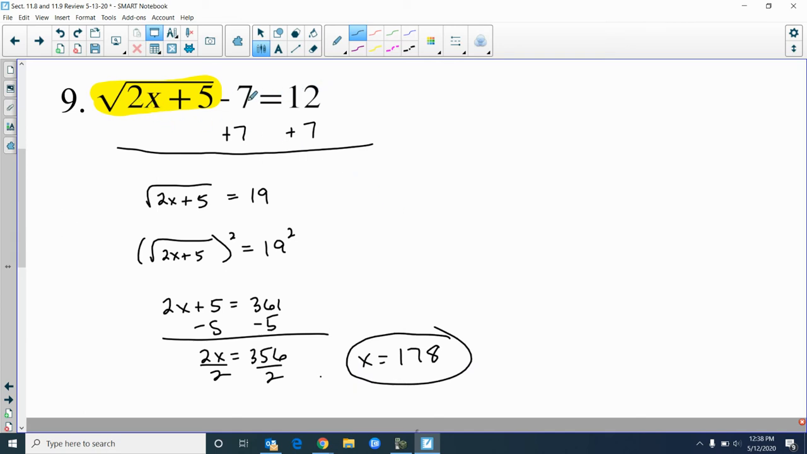So when you see the square root and it's in an equation, isolate the radical first, then square both sides.